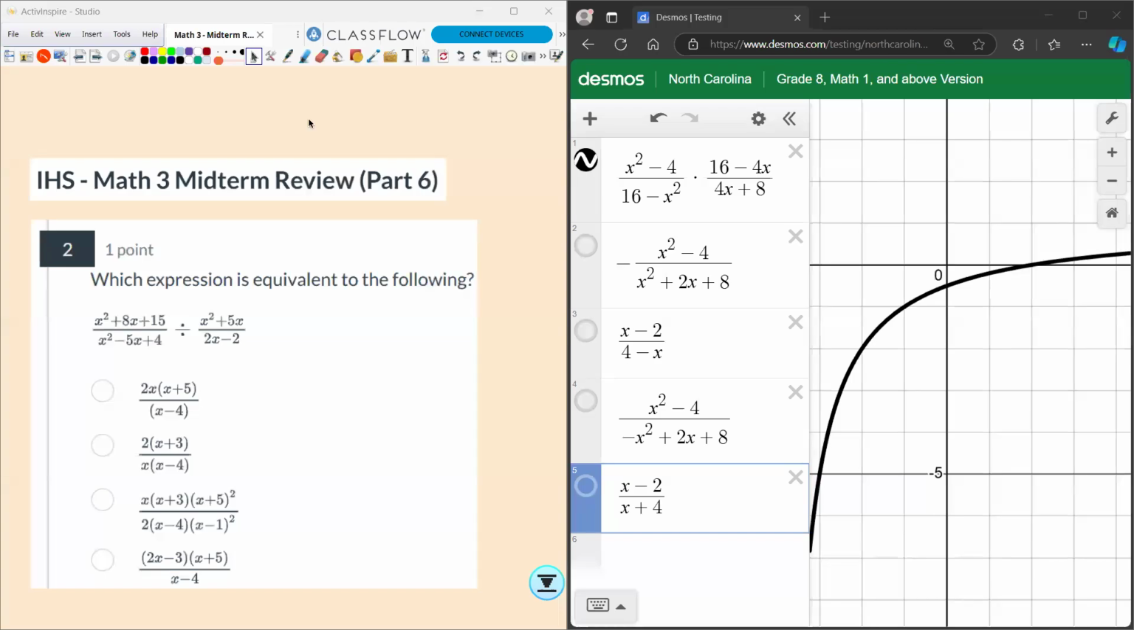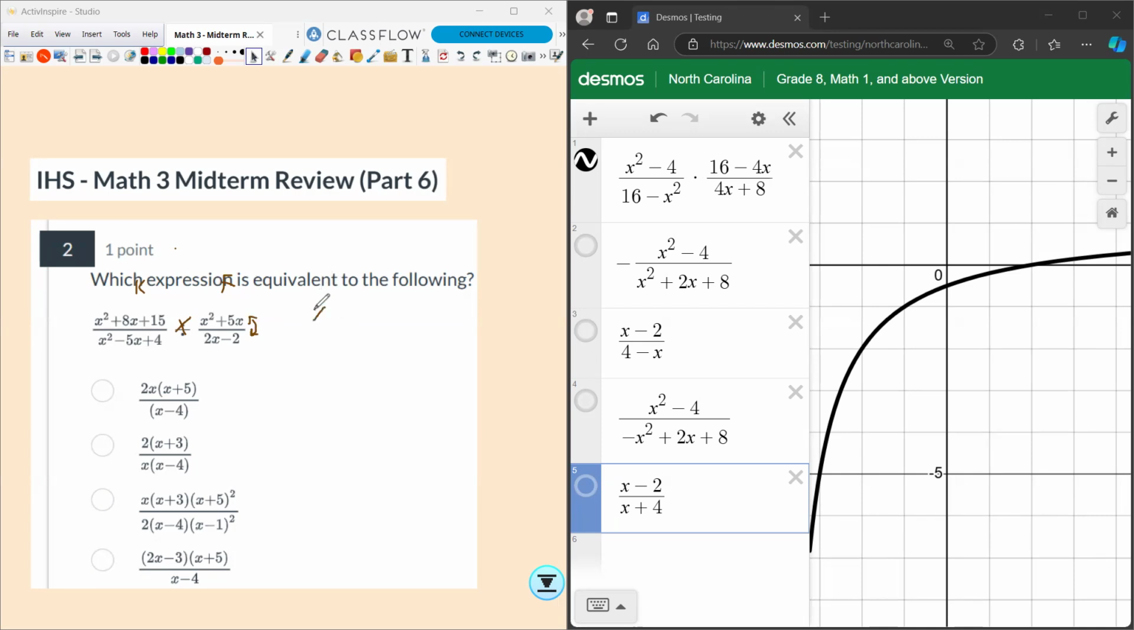Question number 2 is similar to question 1, except it's a division. So if you're doing this by hand, we have to do this as a multiplication. So we do keep, change, flip. We keep this, we change this to a times, and then we flip this, so that way it becomes 2x minus 2 on top of x squared plus 5x.